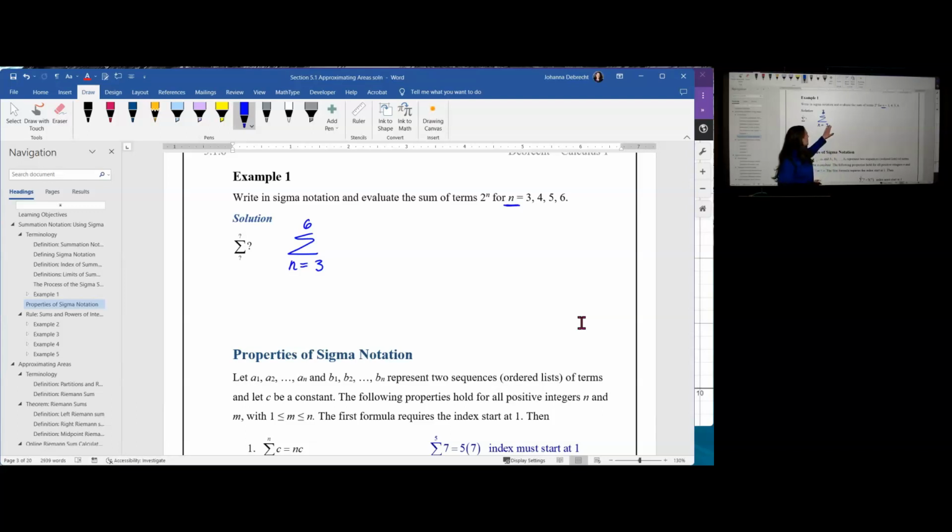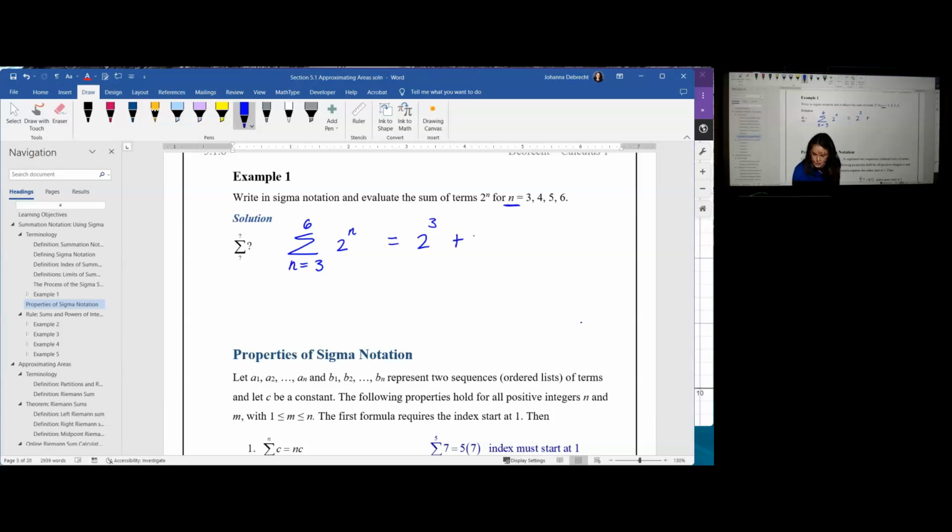Now that we have the lower limit of summation and the upper limit of summation, we need the expression for what it is that we're going to be substituting the index into, the summand. The summand, in this case, is 2 to the n. What does this mean for us to do? We're going to start at the lower limit of summation, which is 3. We're going to substitute that into the index in the summand. Then we're going to iterate.